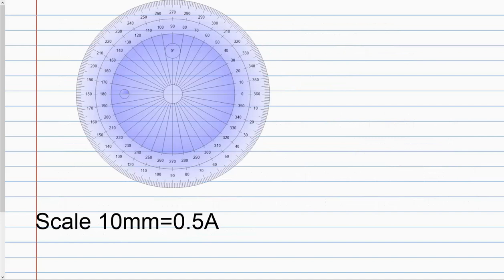So here we have a template that we can draw our phasor on. We're going to use a scale of 10 millimeters equals 0.5 amps. So let's draw our reference phasor in. Now the reference phasor would be the supply voltage, and the resistive current is in phase with the reference, the supply voltage. So we draw the resistive current in to scale, and we have 5 amps there, and you can see it's at 0 degrees right here.